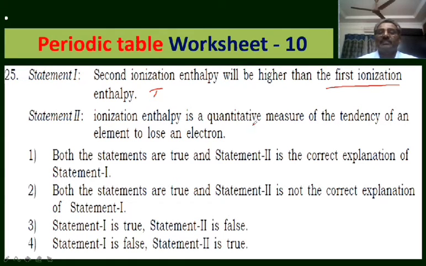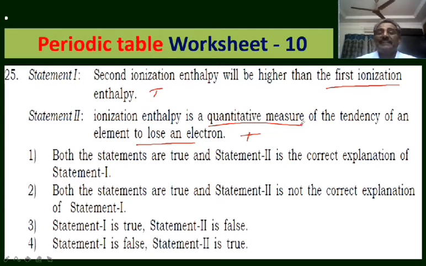Ionization enthalpy is a quantitative measure of the tendency of an element to lose an electron. If an element has more tendency of losing an electron, its ionization enthalpy value is small. So it is a quantitative measure. So statement 2 is also a right statement.